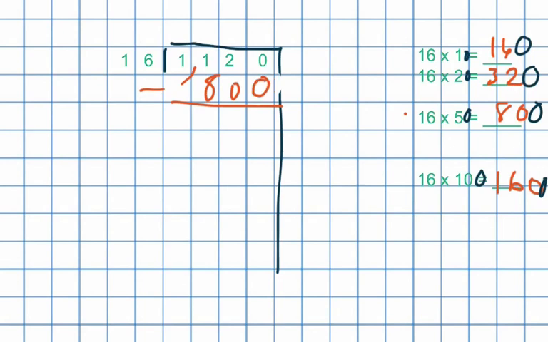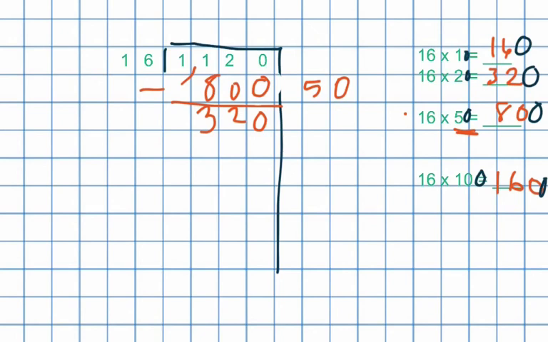All right, so now I'm going to do my math. 0 minus 0 is 0. 2 minus 0 is 2. 1 minus 8, I can't do that, but I can look at this as 11 minus 8, which would be 3. Now, on the side, I want to write, what did I multiply 16 by to get 800? Right here, I multiplied 16 times 50 to get 800.